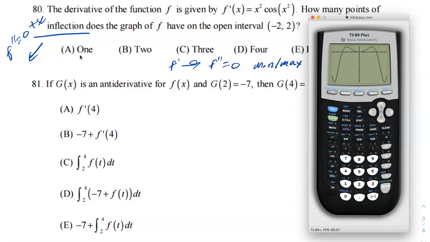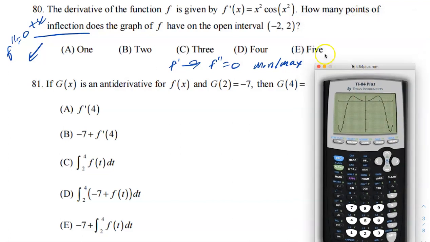So how many min and max points do I have? I have 1, 2, 3, 4, 5. So E. And that's it, right? So keep in mind, again, I have the first derivative. I'm trying to look for the zeros of the next derivative. I'm looking for the zeros of the derivative of that. So I need the max and min points.